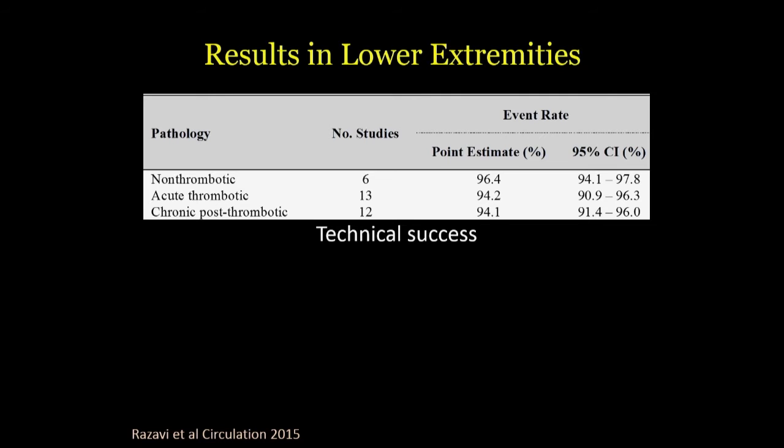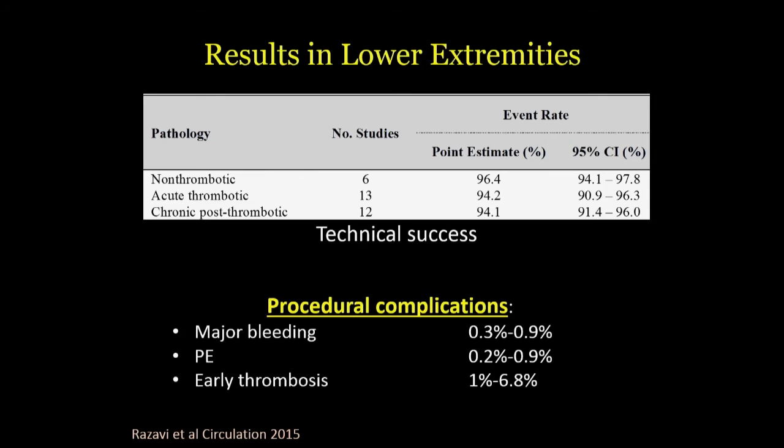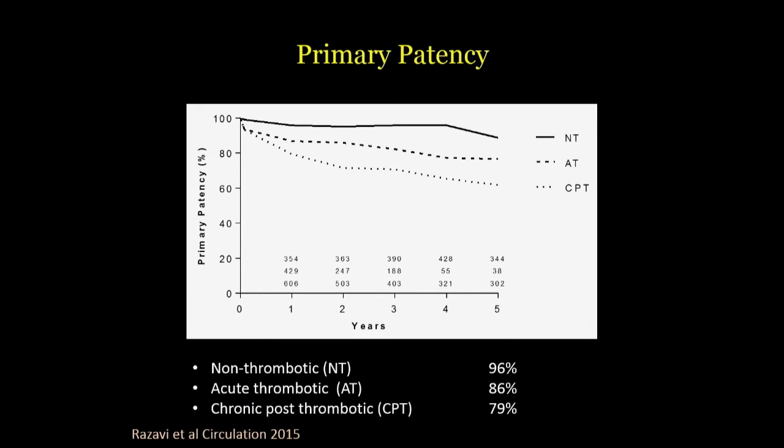Now, this is a meta-analysis of the studies in the literature. We broke patients into non-thrombotic, acute thrombotic, and chronic post-thrombotic, and looked at the data on the stenting, and those are the number of stents. The procedural complications were very low, and the efficacy was very high. So venous stenting is generally not very difficult unless you're dealing with chronically occluded long-segment veins. Those can be challenging. And the primary patency up to 5 years, as you can see, is very respectable.